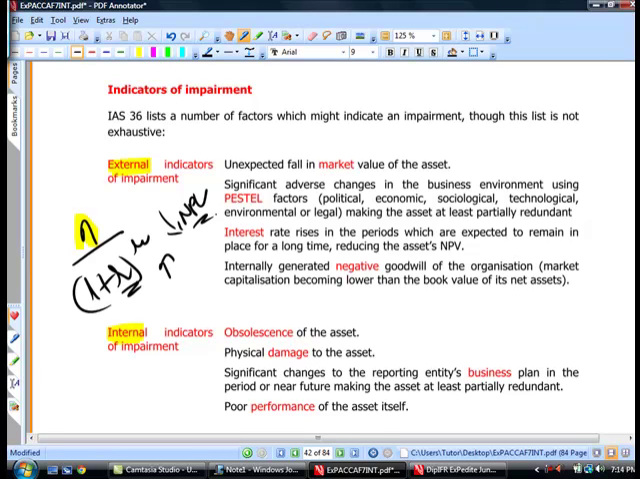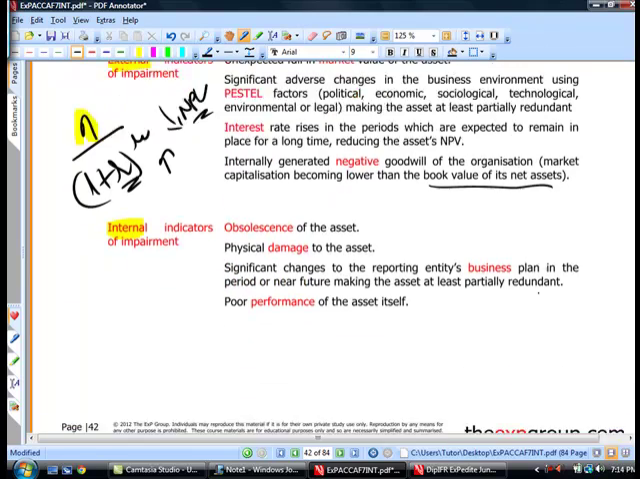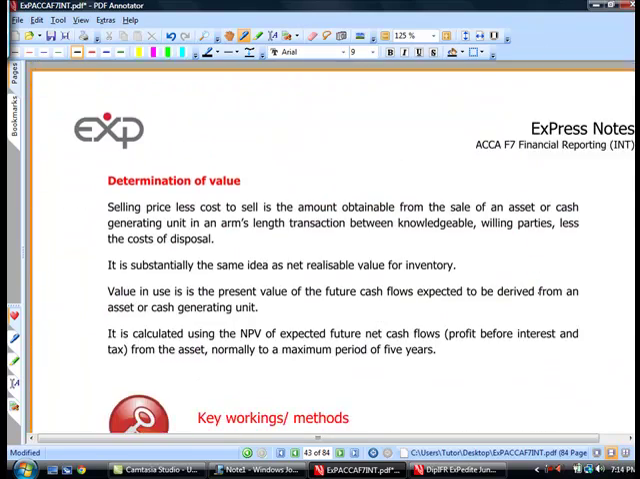Or we have internally generated negative goodwill, which means that the market capitalization is actually lower than the book value of the asset. An internal indicator will be the physical damage of the asset, the obsolescence, the change in the business plan of the company, or poor performance from usage of the asset.